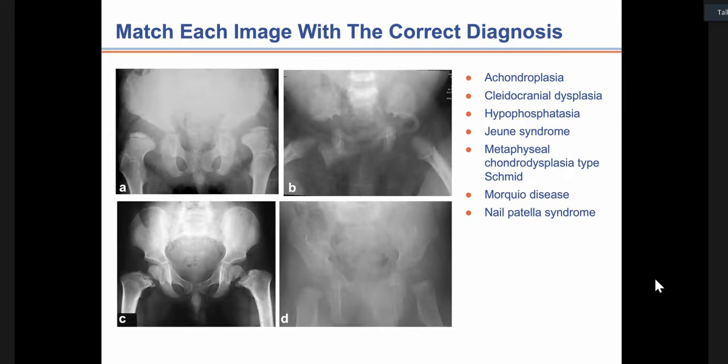Okay, and now we move on to pelvic radiographs. Again, the same 7 conditions that we had on the previous slide, but pelvic radiographs. They're not necessarily the same condition each time. So the pelvic radiographs may not correspond to the chest radiographs. So whatever you put for A in the chest doesn't have to be the same answer for A in the pelvis, if that makes sense.